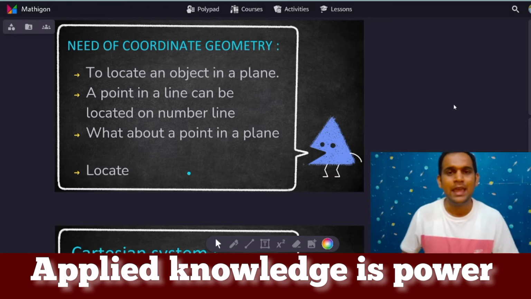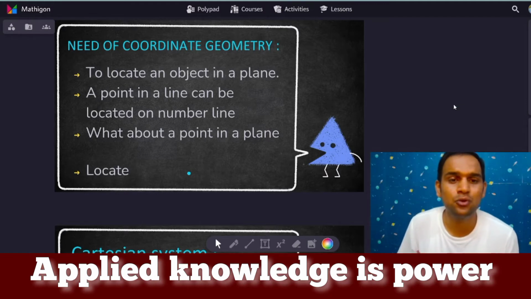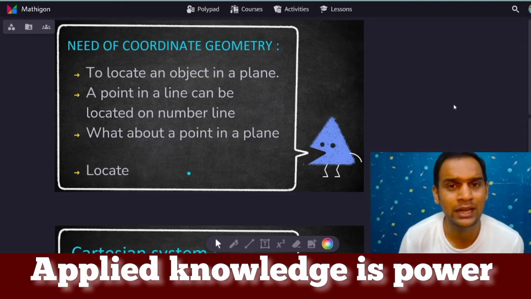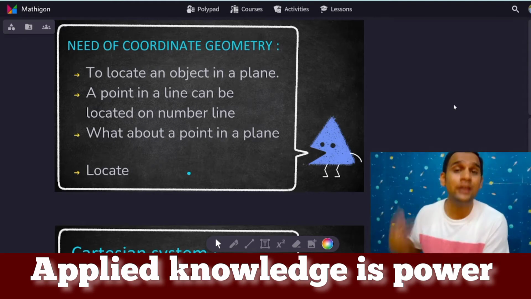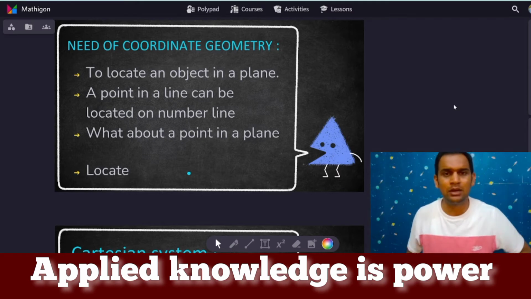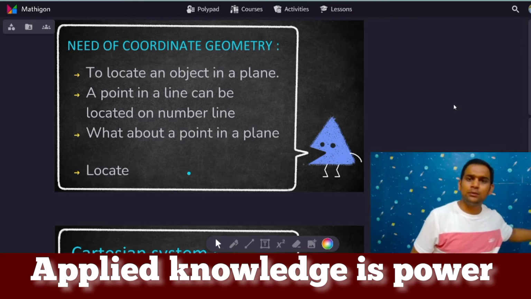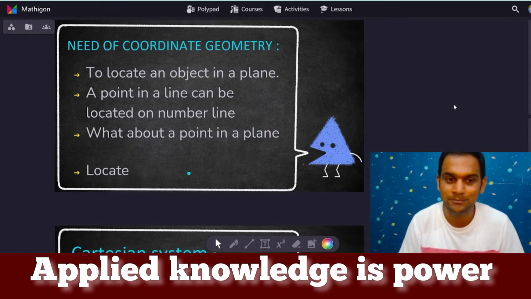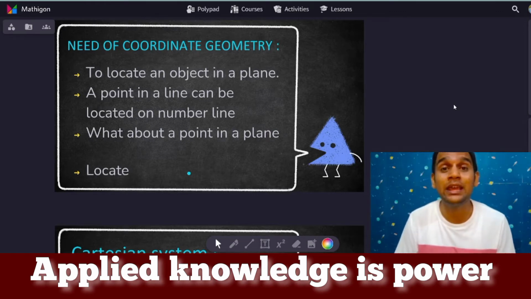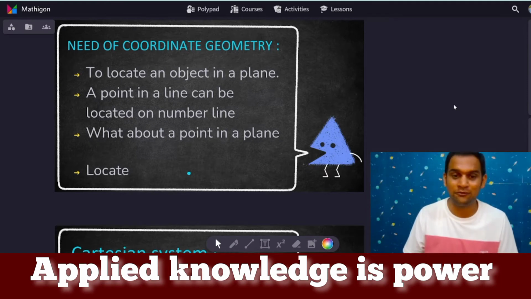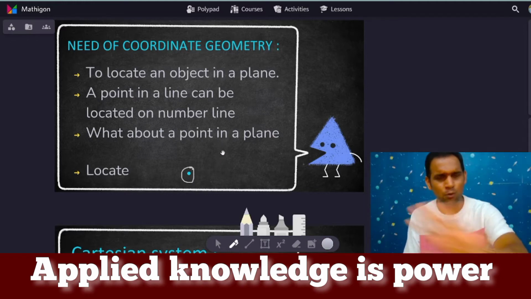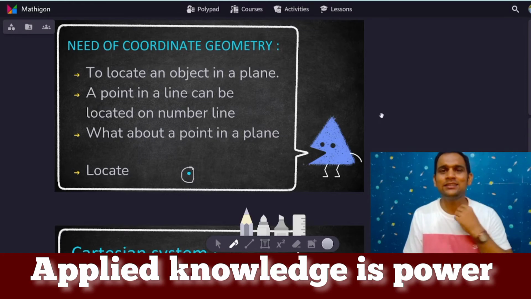Now, suppose you have been asked to locate a point on the plane, how will you do that? If I ask you to locate a point on the line, obviously we have the number line, and we have already understood how to locate points on the number line. But how do we locate a point on the plane? For example, I have a blue color point here.